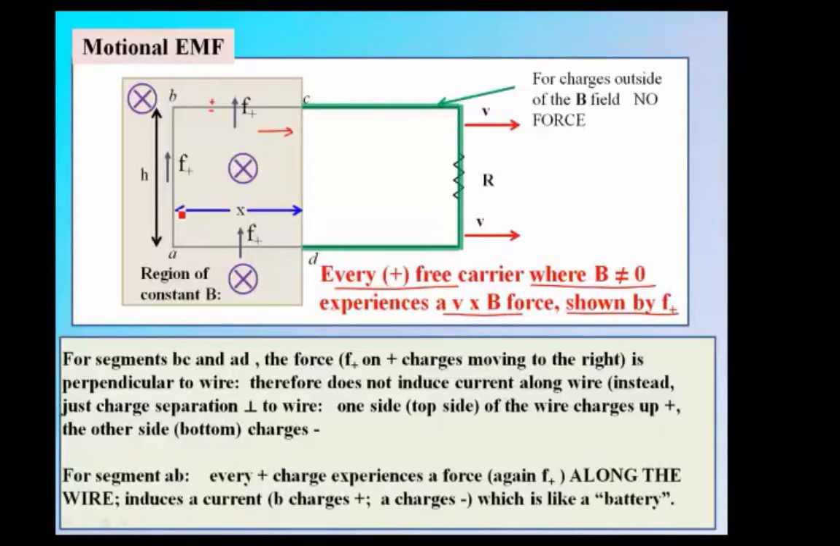However, the segment AB, which has positive charges, all of those would also experience the F plus. It's along the wire, so it induces a current. And so we would have positive charges moving up, and if we had negative charges, of course, they'd go in the opposite direction. This part of the circuit is acting like a battery in the sense that it's shoving charge in the right direction, inducing a current, and because of the conservation of charge, that current will have to flow through this entire loop like this.